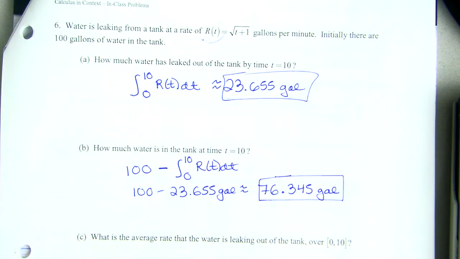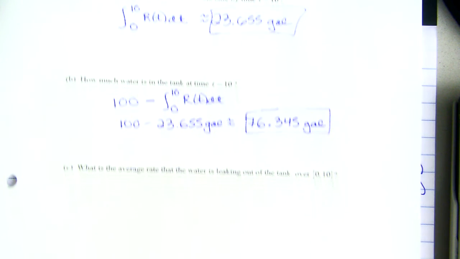There's a difference between A, where I just found the net change, versus B, where I then applied the net change to how much was in the tank initially. Read C and D.